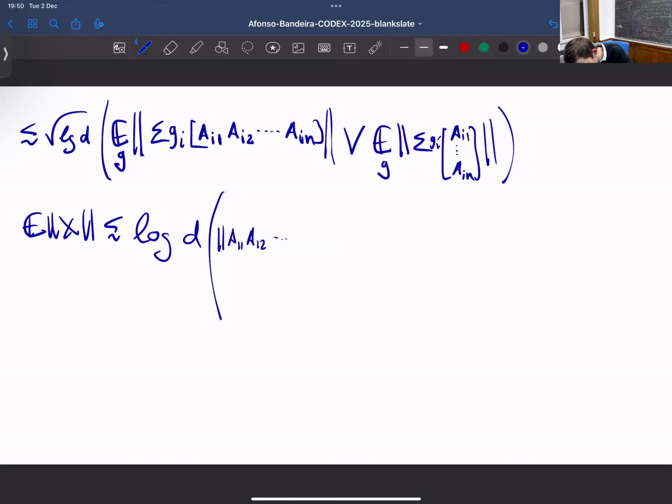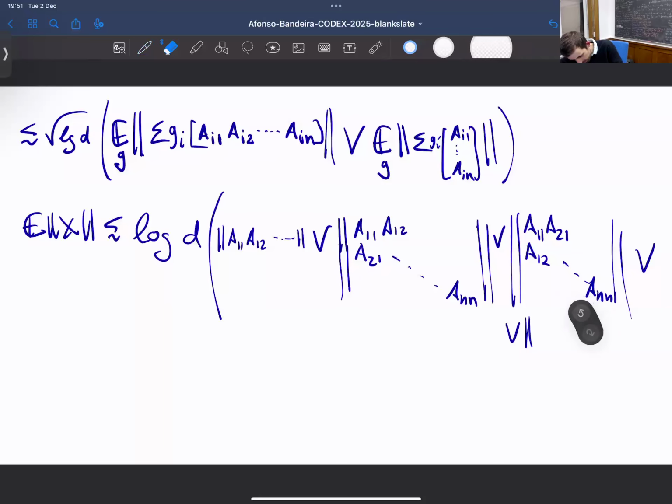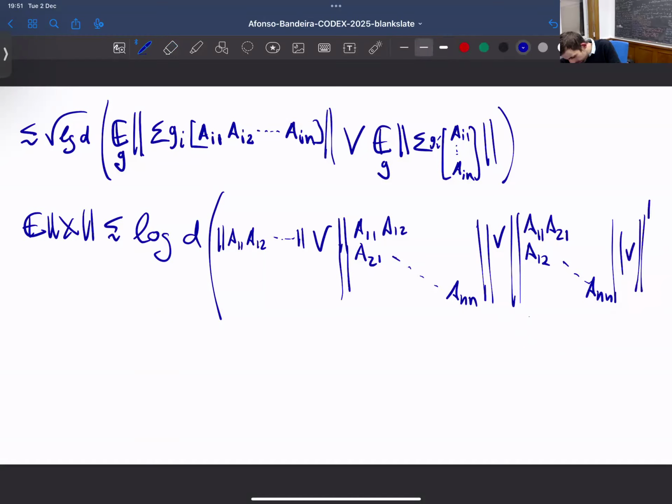A11, A12, blah, blah, blah. I get doing it A11, A12, A21, and so on and so forth, all the way to ANN. There's another square one, which is doing A11, A21, A12, and then so on to ANN. And there is the big one, sorry, it fits there, good. Okay, it's a lot of writing, but you see what I'm doing.